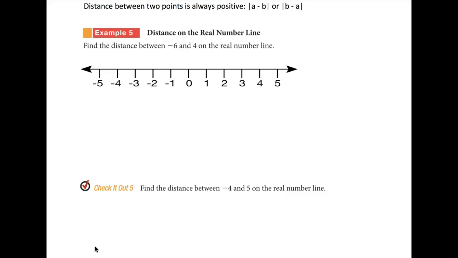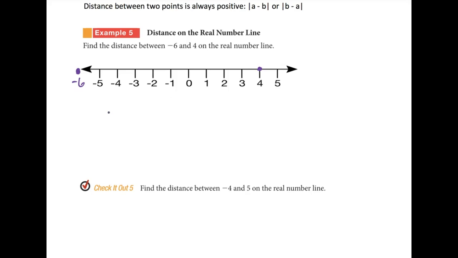Right now we're going to apply absolute value to the distance between 2 points, which is always positive. You can subtract the 2 points from each other and you will always get a positive, because distance we refer to as a positive number. So find the distance between -6 and 4 on the real number line. -6 is over here, and 4 is here. So we want to find the distance between these two numbers.